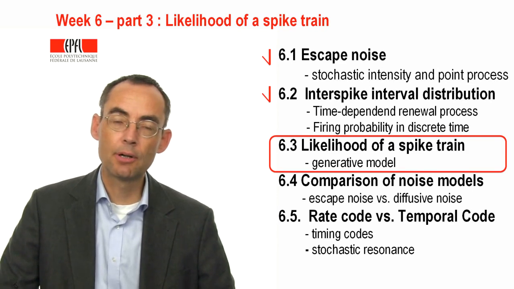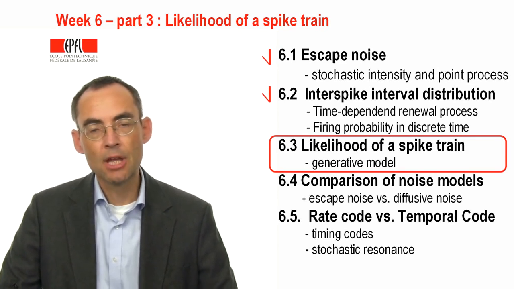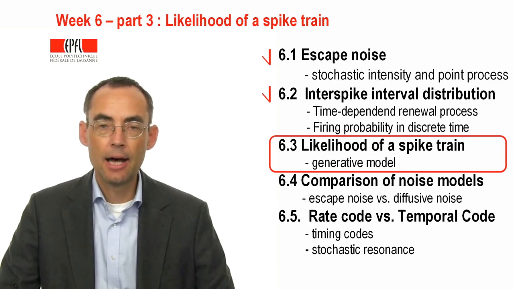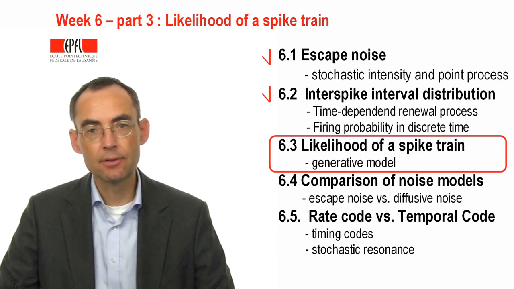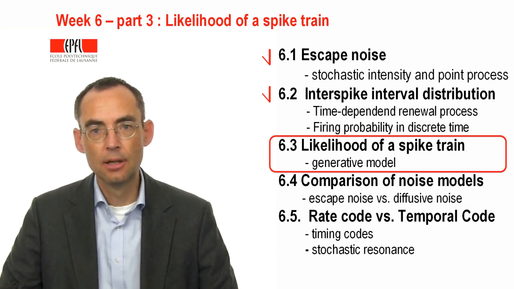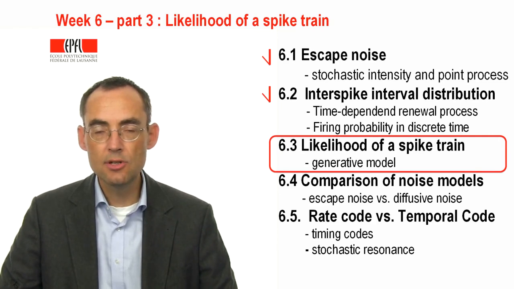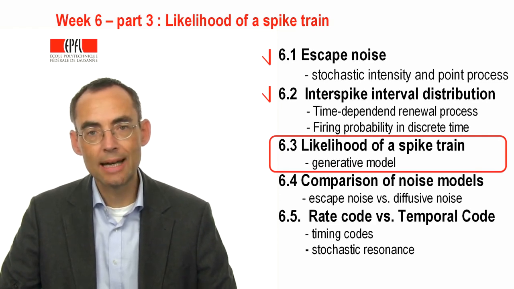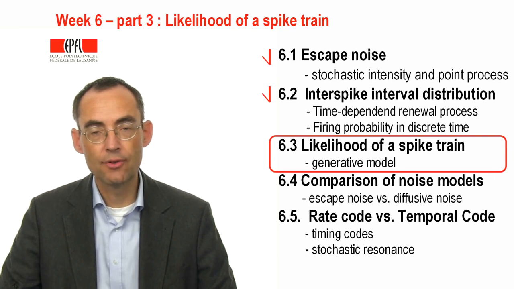Welcome to the third part of week 6. In the previous lecture, I explained how to calculate things like the interspike interval distribution and the survivor function. We'll now use these notions to look at the likelihood of an observed spike train.